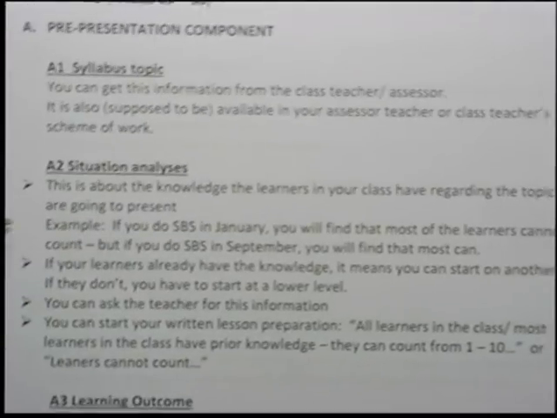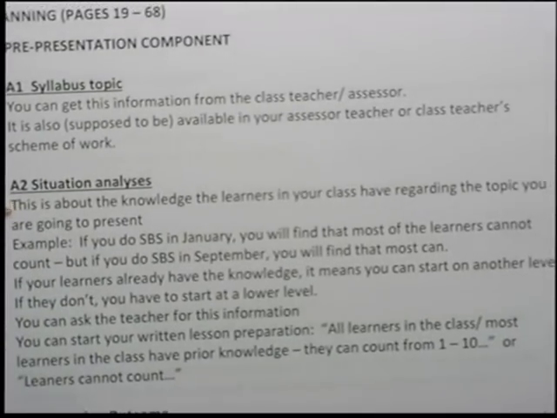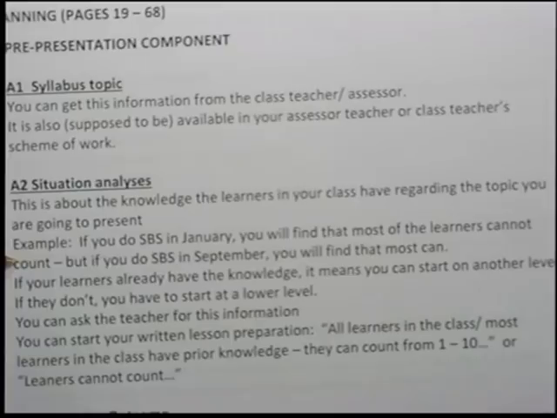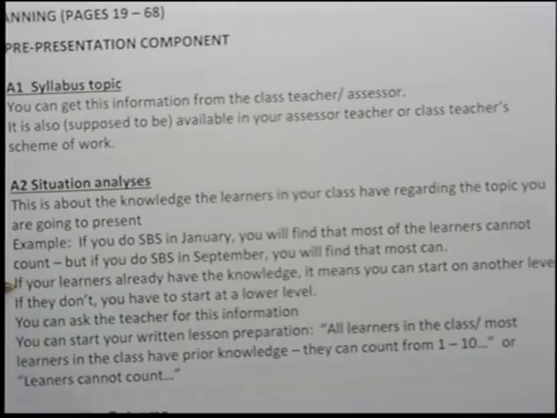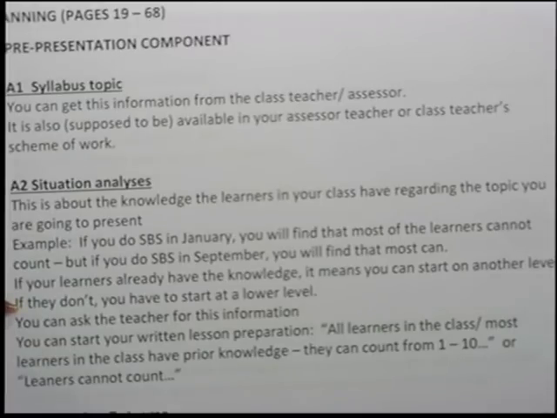The situation analysis. This is about the knowledge the learners in your class have regarding the topic you are going to present. For example, if you do SBS in January, you will find that most of the learners cannot count. But if you do your SBS in September, you will find that most learners can count. If your learners already have the knowledge, it means you can start on another level. If they don't have the knowledge, you have to start at a lower level. You can ask the teacher for this information.